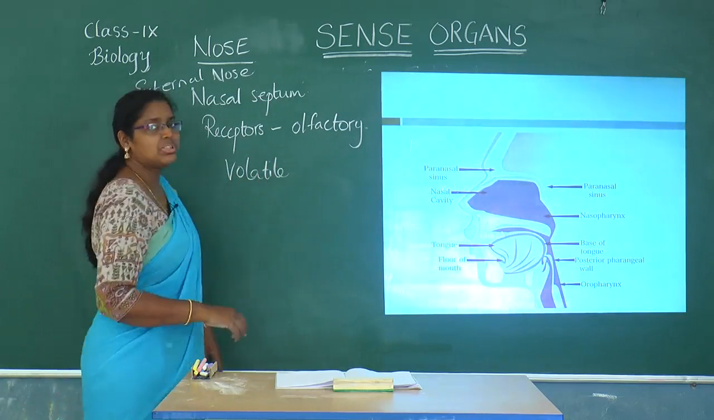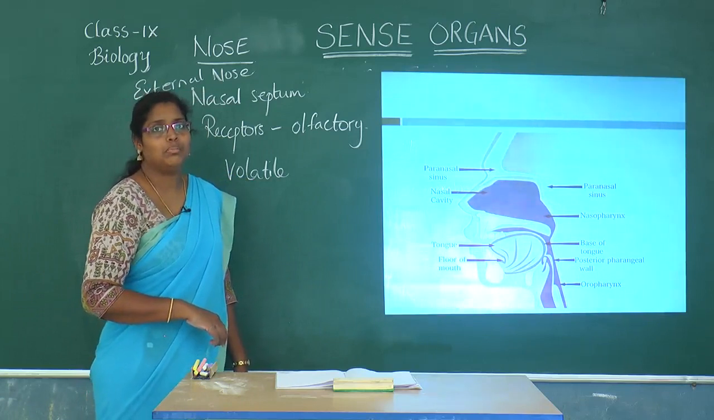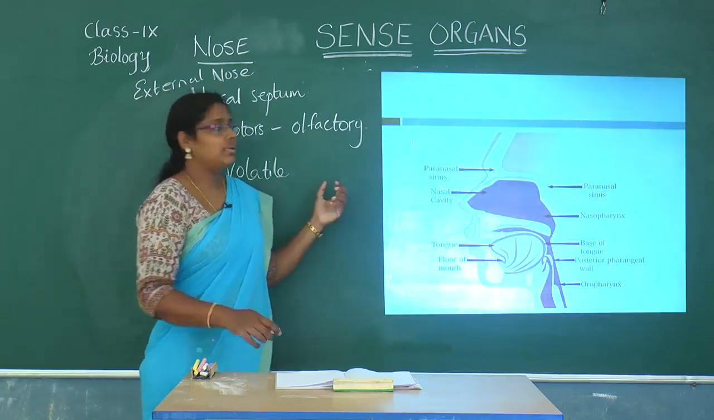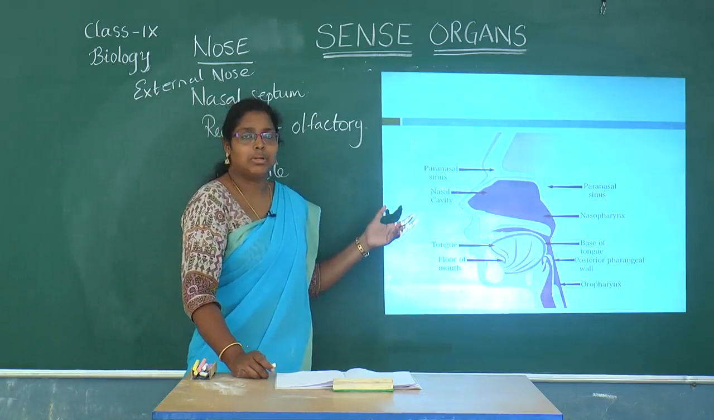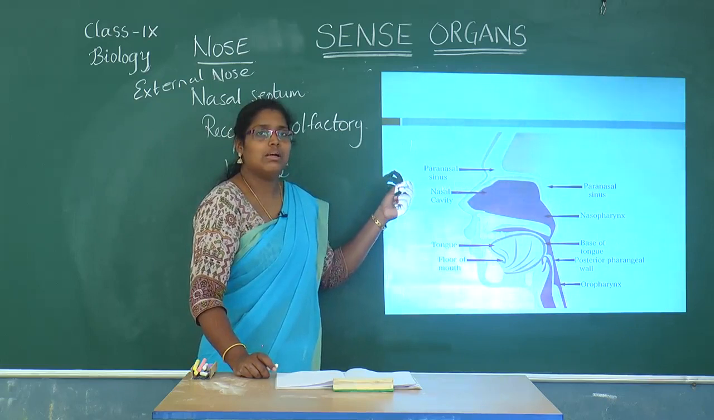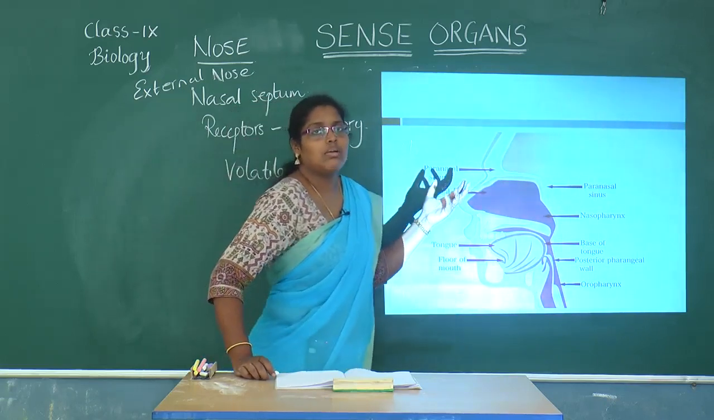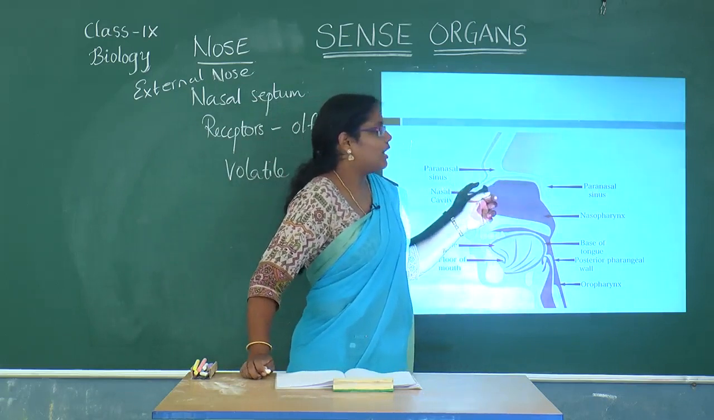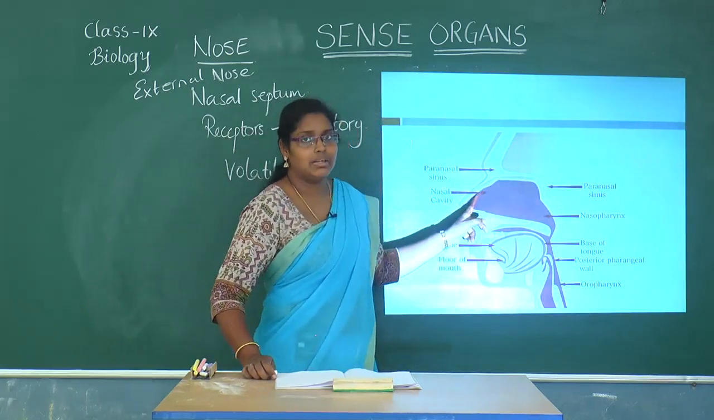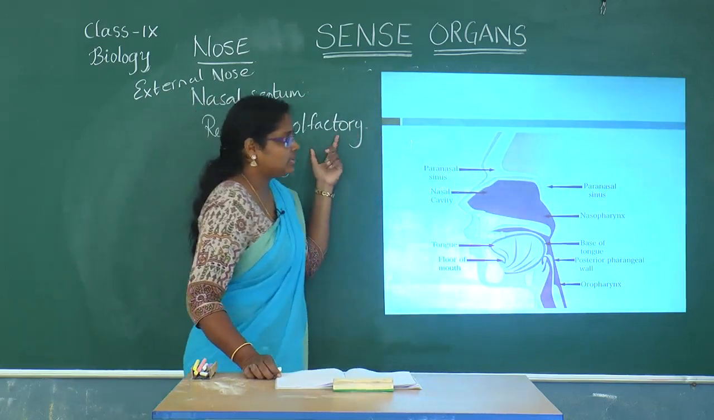Volatile substances are substances which have a very low boiling point. In the atmosphere they get evaporated and form vapors with a very little amount of heat. Those chemicals will be analyzed by the receptors that are present in the nasal cavity. So the nasal cavity has olfactory receptors.